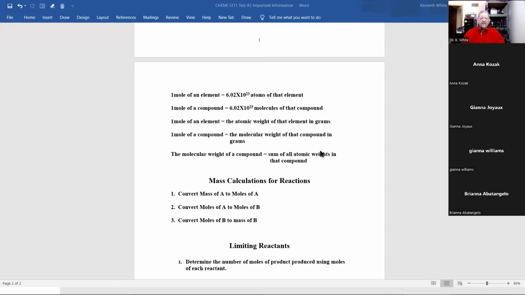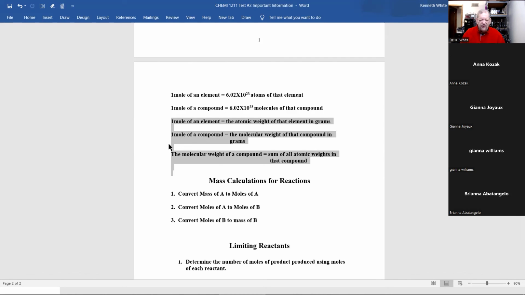So again, from important information, test number 1, we have what I highlighted. 1 mole of an element equals the atomic weight of that element in grams, and 1 mole of a compound equals the molecular weight of that compound in grams. And the molecular weight of that compound is the sum of all atomic weights in that compound. In the past, students would have to memorize this. Good news, you don't. I will give this to you.